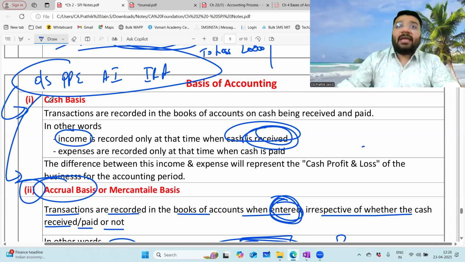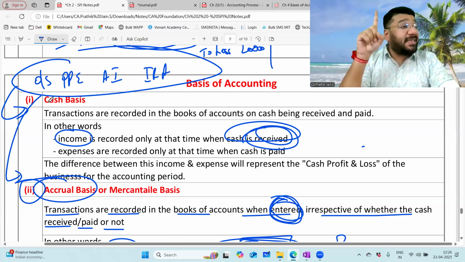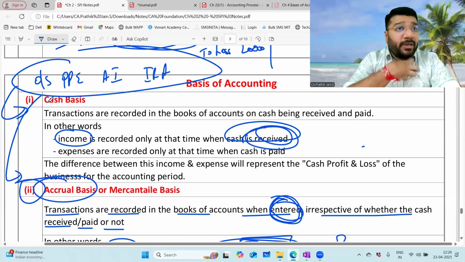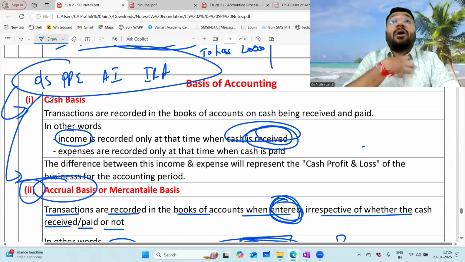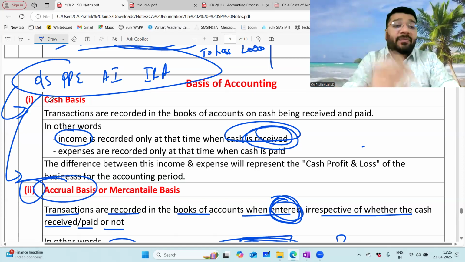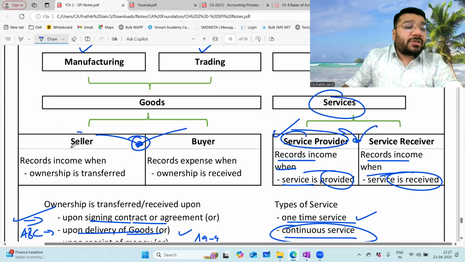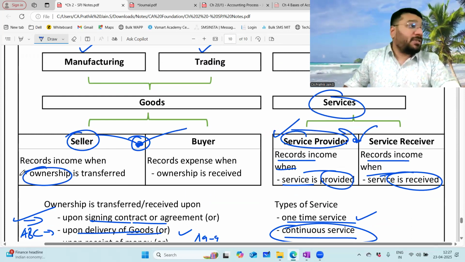Yes. If I am an entity following cash basis of accounting, when should I record my income? When it is received. When should I record my expenses? When it is paid. If I am an enterprise following accrual basis of accounting, when should I record my income? When it is earned. When should I record my expense? When it is incurred. If I am a dealer or seller of goods, when do I say my income is earned? When the ownership is transferred.